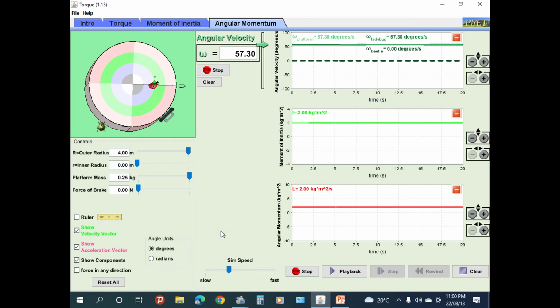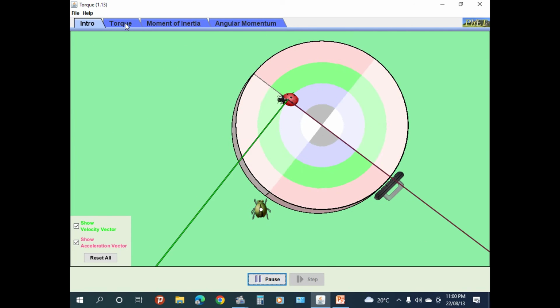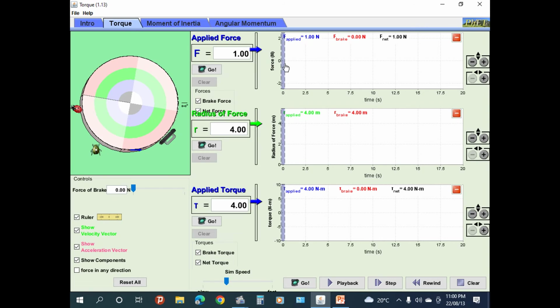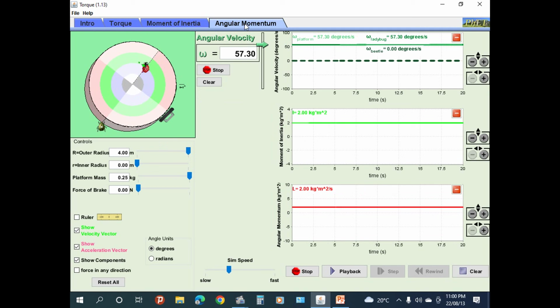So this is all about the introduction here. The torque here is equal to the product of force and the perpendicular radius, that is torque is equal to F times R, 1 times 4 is 4. And the moment of inertia here is also the moment of inertia of the disk, half of m r square.